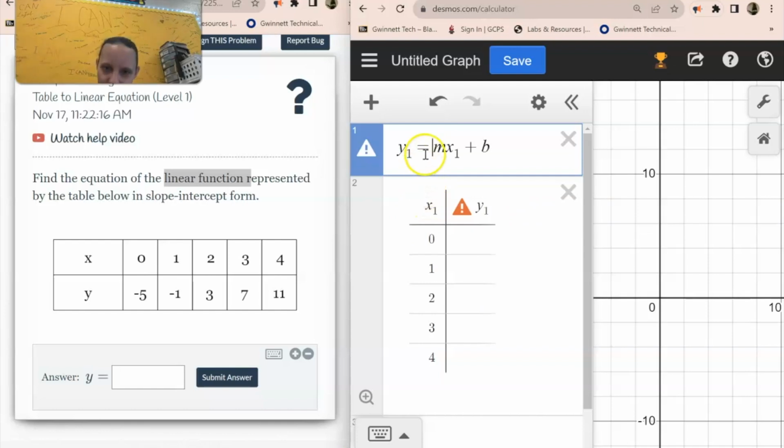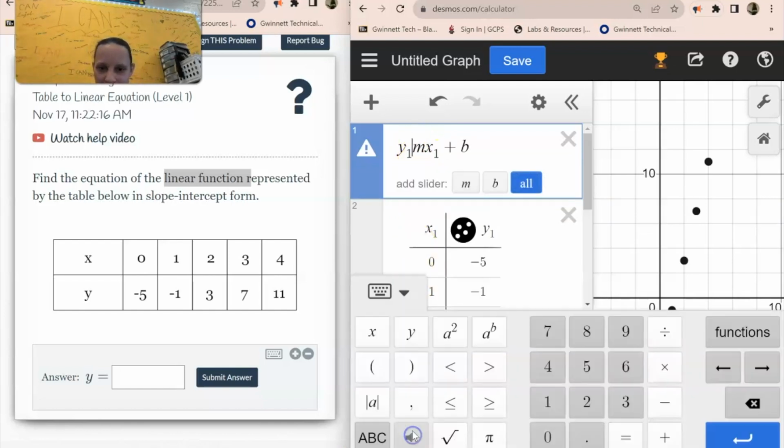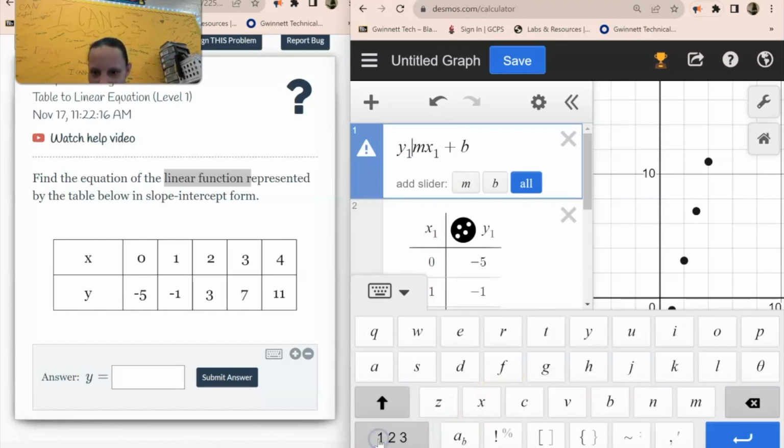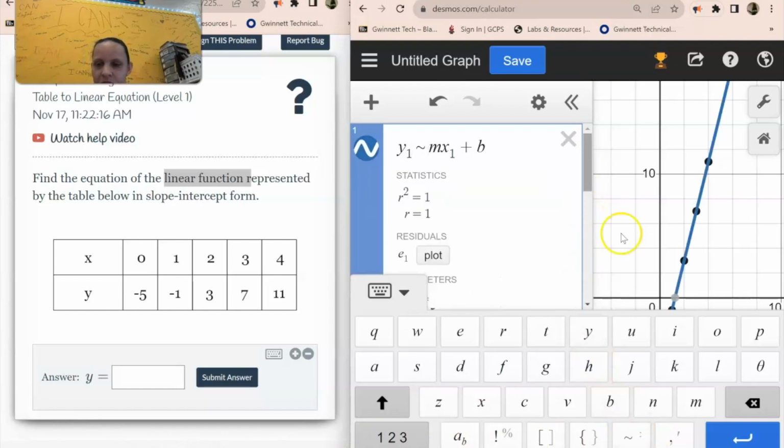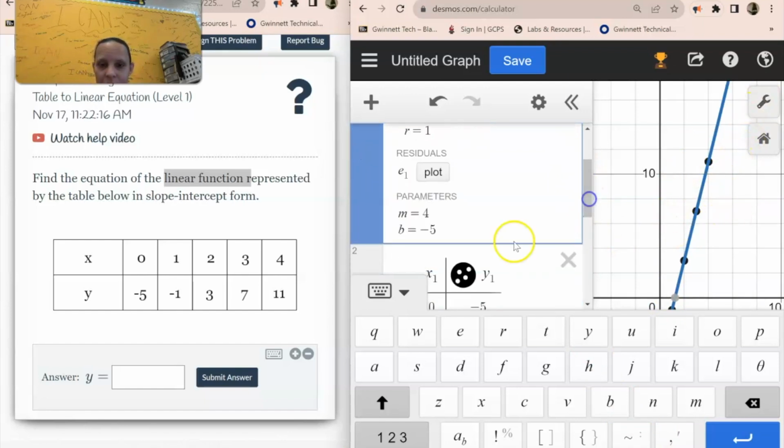There is still an error, and this is the weird thing. I wish I didn't have to do this. It's this equal sign. You're going to change this equal sign to this squiggly line. I'm sure there's a word for it, but I never remember it. So click ABC, and I'm looking for this squiggly line right here. As soon as you do that, see what it did? It plotted your linear function, right? So now you just go back and see what it is.